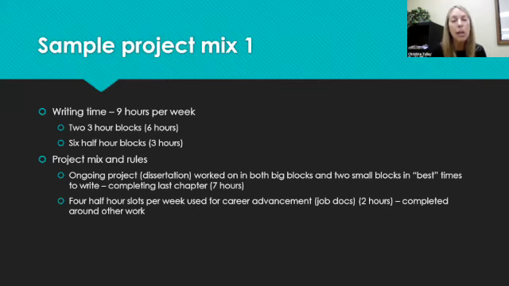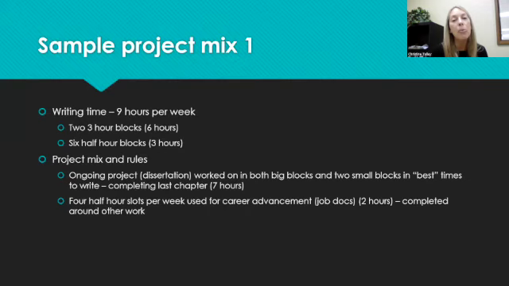They could work in 2 3-hour blocks, but all the other time, they technically had 3 more hours in the week, but it was these 6 30-minute segments, and they were scattered all over her schedule. So what we determined for a project mix and some of the rules there was that she was going to do an ongoing project, which was dissertation work, working in the big blocks, but also in 2 of the smaller blocks that were at kind of the best times for her to get some writing done. So in this case, it was early morning, and she was focusing on completing the last chapter of her dissertation.